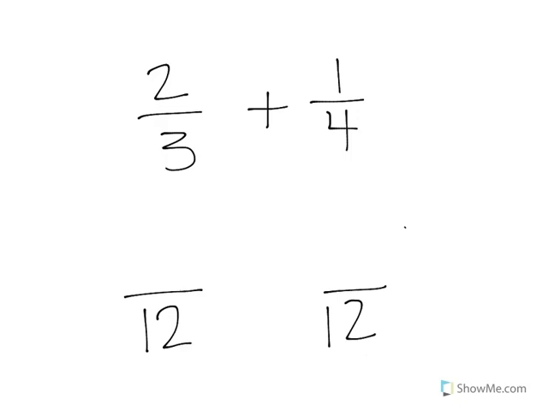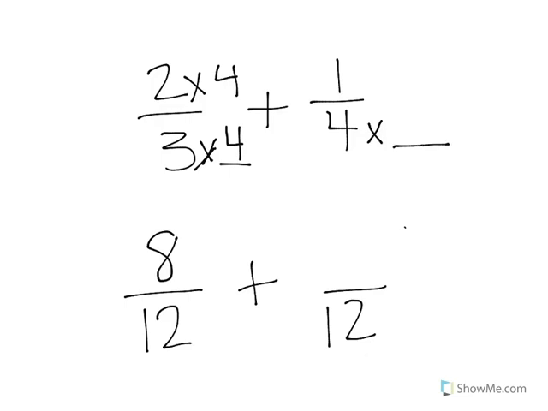So I'm going to figure out 3 times what gets me to 12. Well, 3 times 4 gets me to 12. And since I did that to the bottom, I have to do that to the top because it has to be equivalent. It has to be equal. So that's going to be 8. Then I'm going to multiply 4 times what to get 12? Well, 4 times 3 is 12. So what I do to the bottom, I have to do to the top. So 1 times 3 is 3.